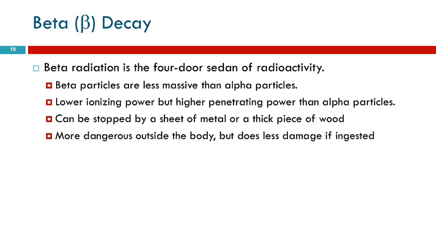Yes? The example we just did right now, the top number for these beta decays, it always remains the same? Yeah, because the beta particle has a mass number of 0, so it never changes.